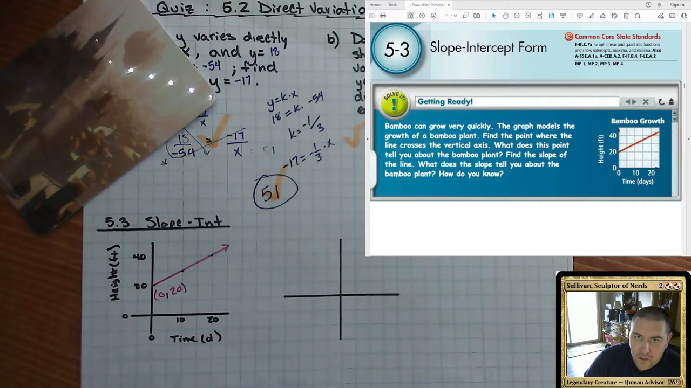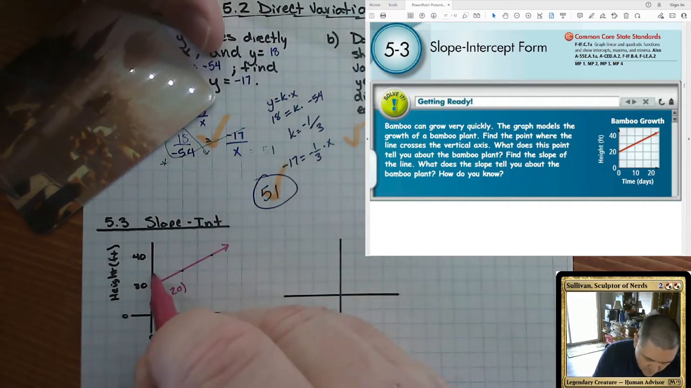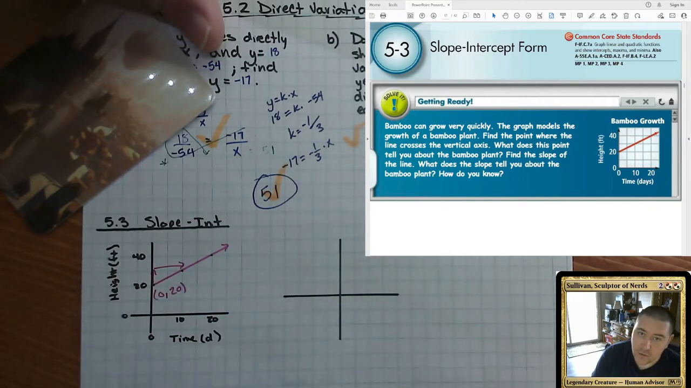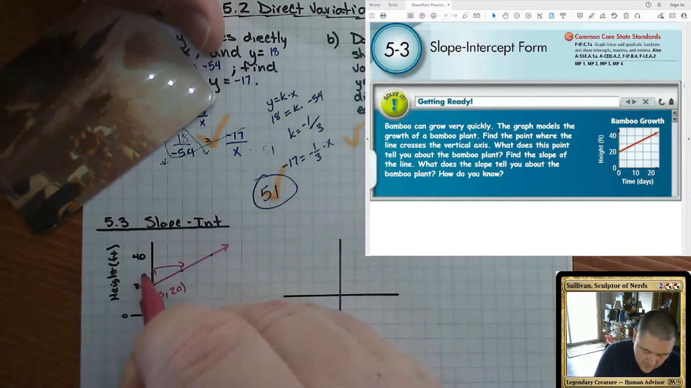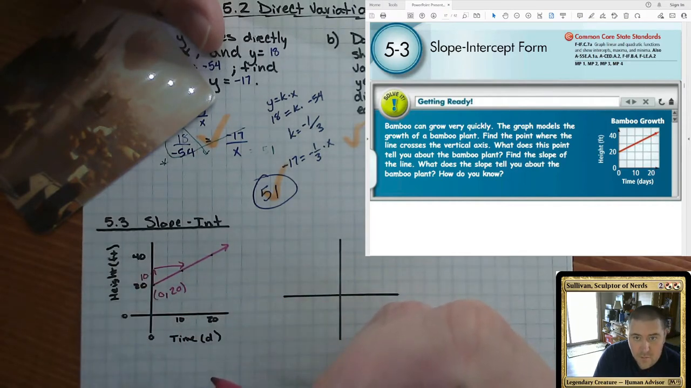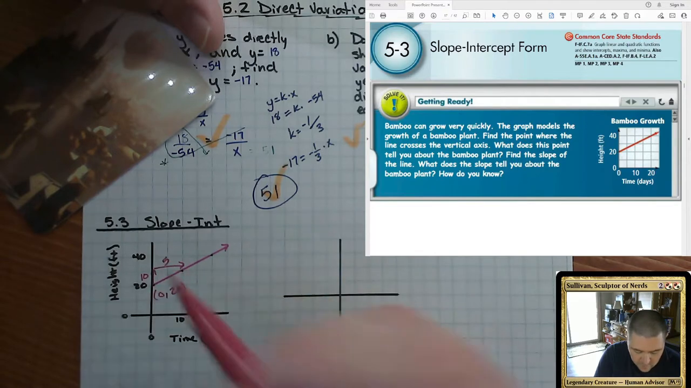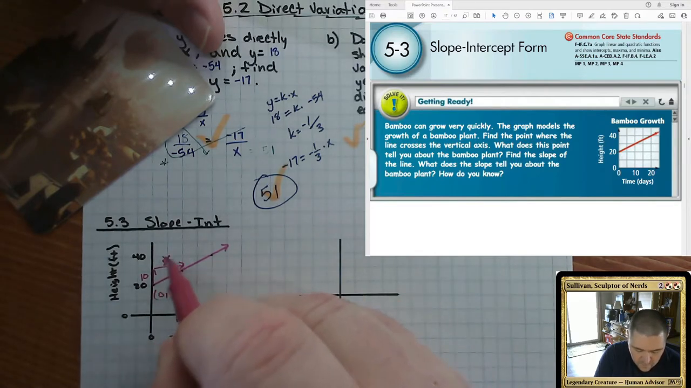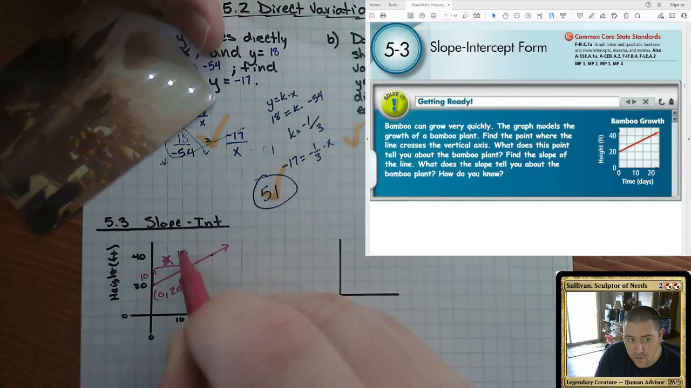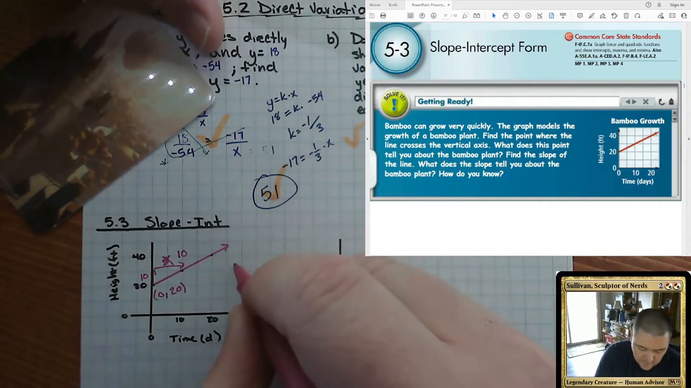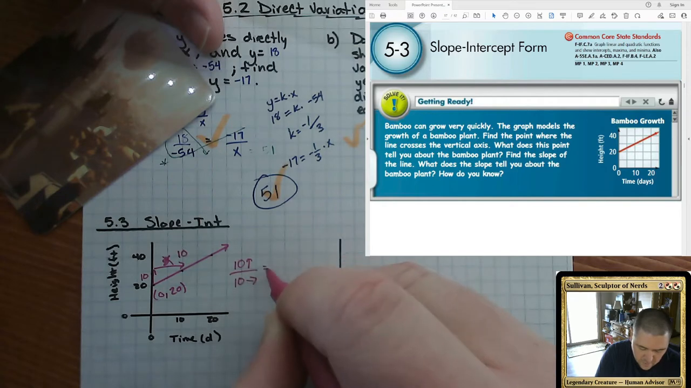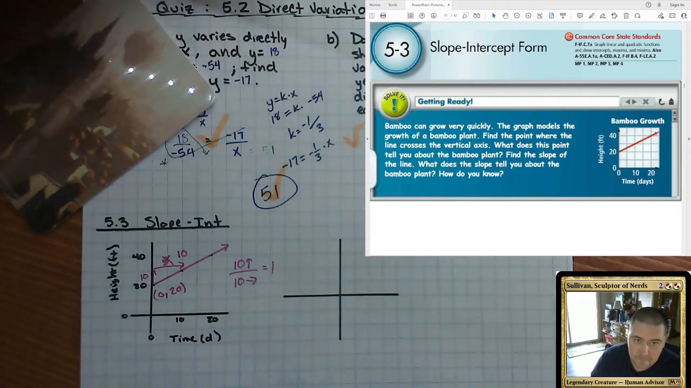Find the slope of the line. We already did this with just counting boxes. You count your rise and your run. But you've got to be careful about your scale. In this case, every one of my vertical boxes is worth 10, but every one of my horizontal boxes is worth 5. So it didn't really move over 5, it moved over 10. My slope is 10 up, 10 right, so it's just a slope of 1.